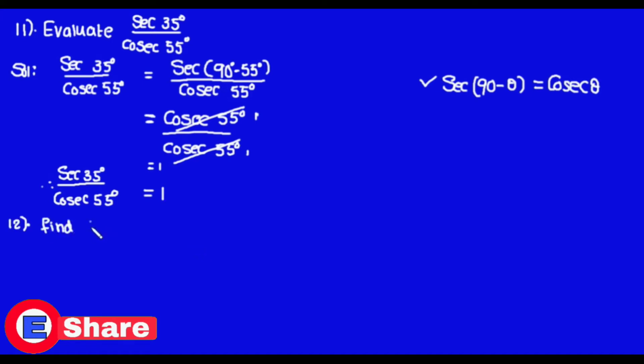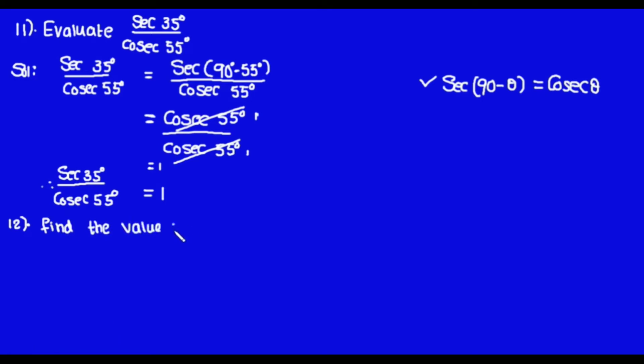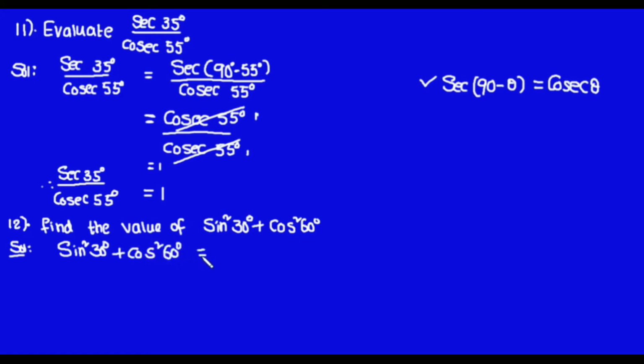Problem number 12. Find the value of sin square 30 degrees plus cos square 60 degrees. First, we are writing the problem which was given: sin square 30 degrees plus cos square 60 degrees. Here we can observe that the sum of these angles is 90 degrees. So, sin square of 30 degrees can be written as sin square of 90 minus 60 degrees plus the remaining term cos square 60 degrees.